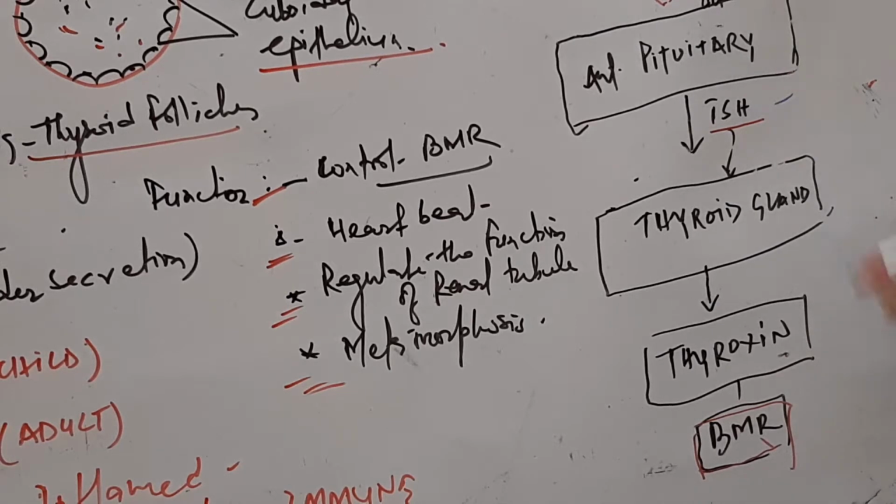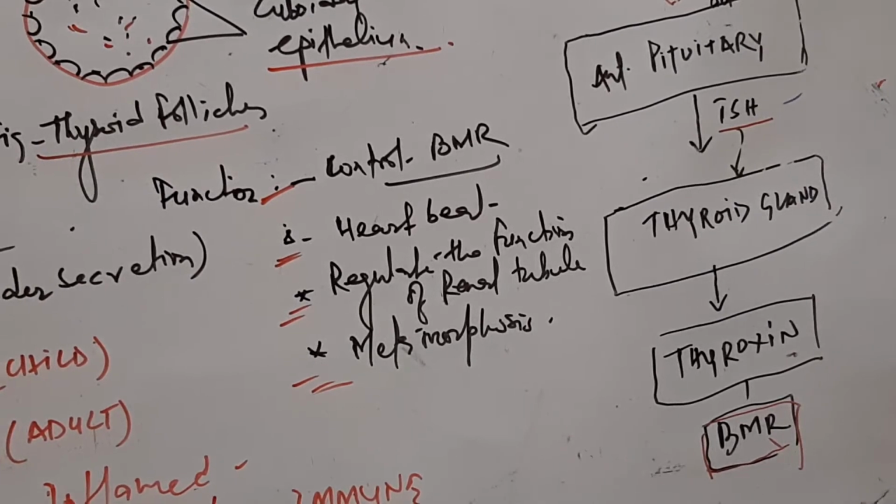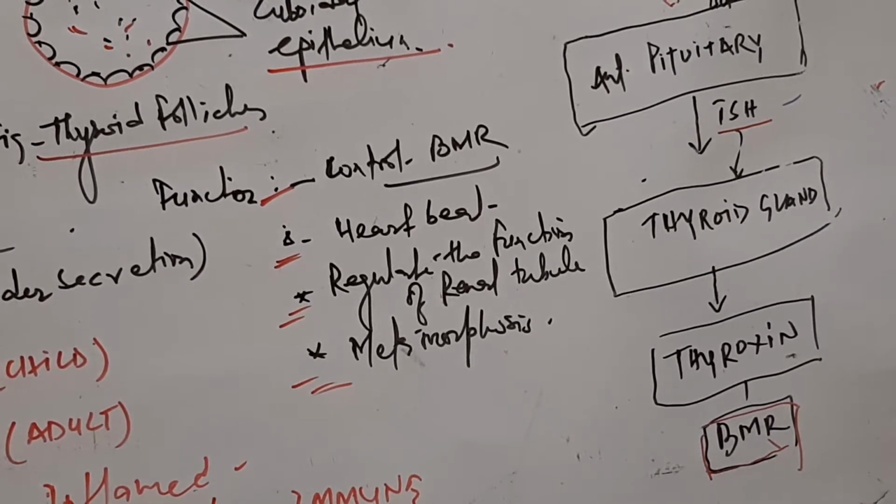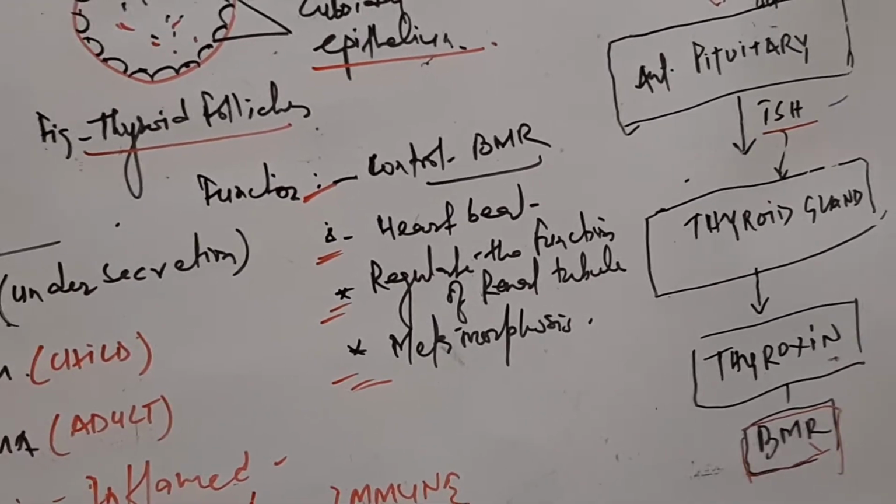So this is the process of secretion of thyroxine from the thyroid gland under the activation of anterior pituitary TSH and hypothalamus CRH. It is all about how the production of thyroxine takes place.